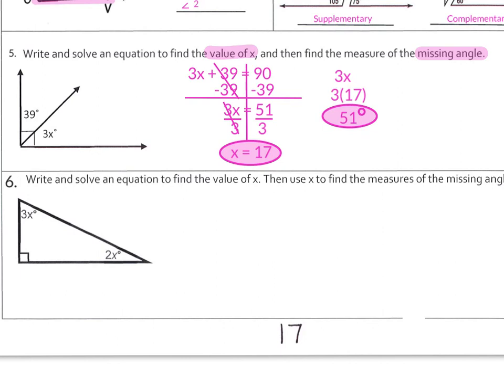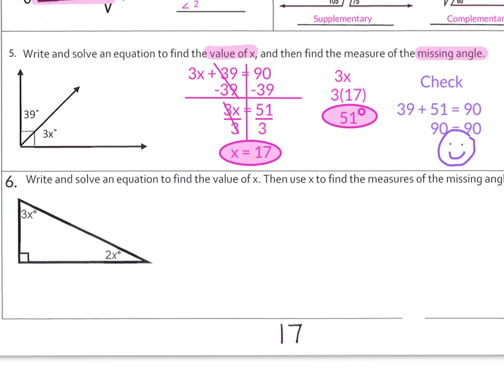So to do that, we're going to sub in my answer and add it to the 39. If I did everything correctly, they should add back up to the 90 degrees altogether. So for my check, I have the 39 plus 51 equals 90. 90 does equal 90. So this tells me that I did check my answer and it is correct. It added back up to what I expected. So my missing angle is 51 degrees and x is 17.